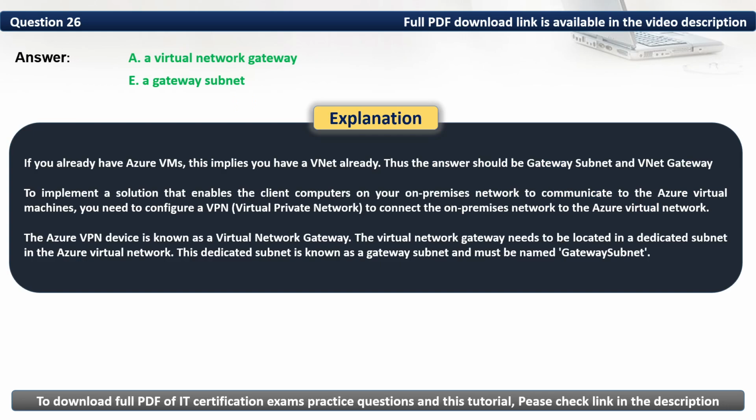If you already have Azure virtual machines, this implies you have a VNet already. Thus, the answer should be Gateway Subnet and VNet Gateway. To implement a solution that enables the client computers on your on-premises network to communicate to the Azure virtual machines, you need to configure a VPN to connect the on-premises network to the Azure virtual network. The Azure VPN device is known as a virtual network gateway. The virtual network gateway needs to be located in a dedicated subnet in the Azure virtual network. This dedicated subnet is known as a gateway subnet and must be named GatewaySubnet.